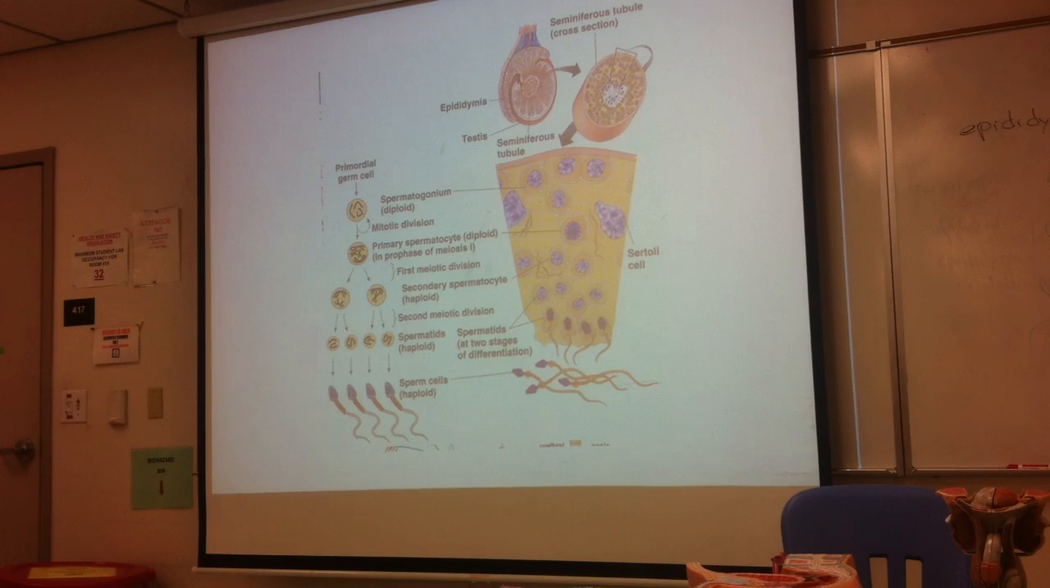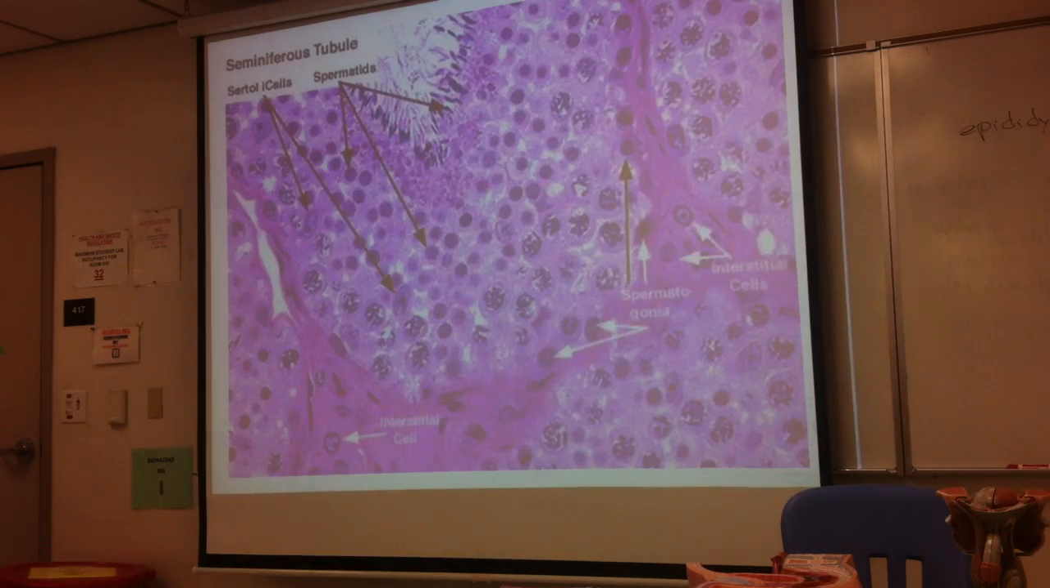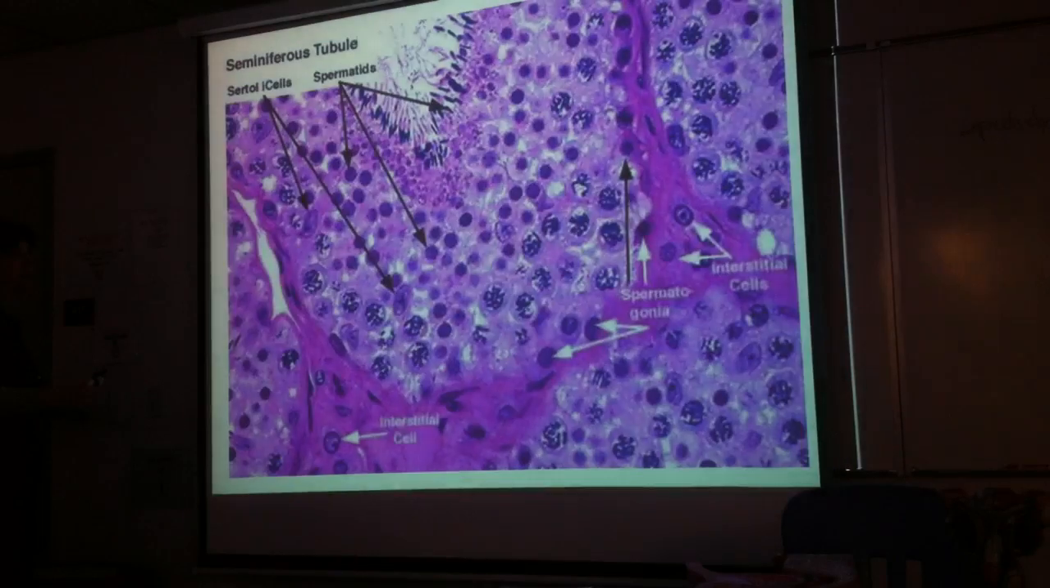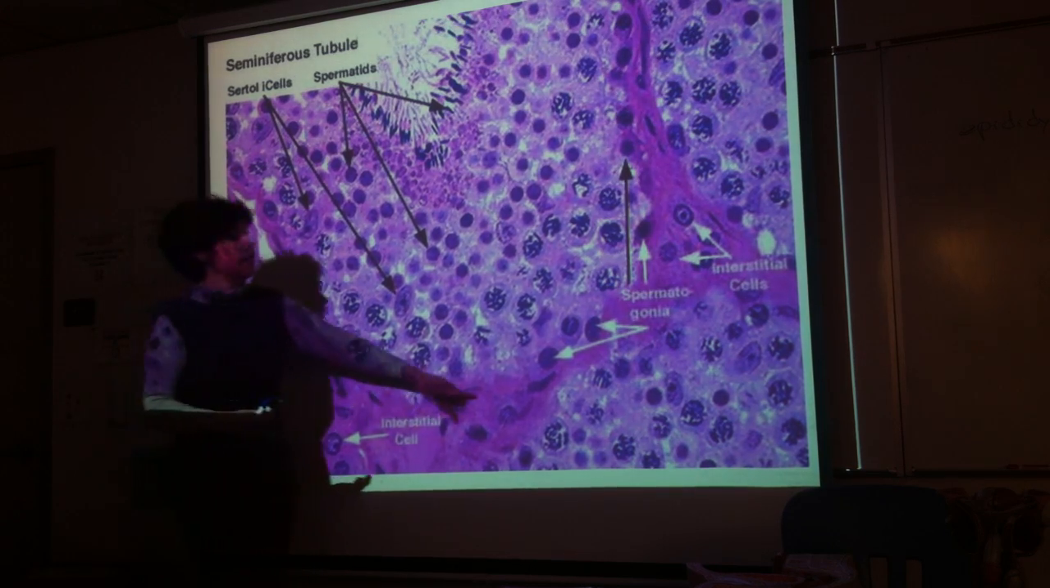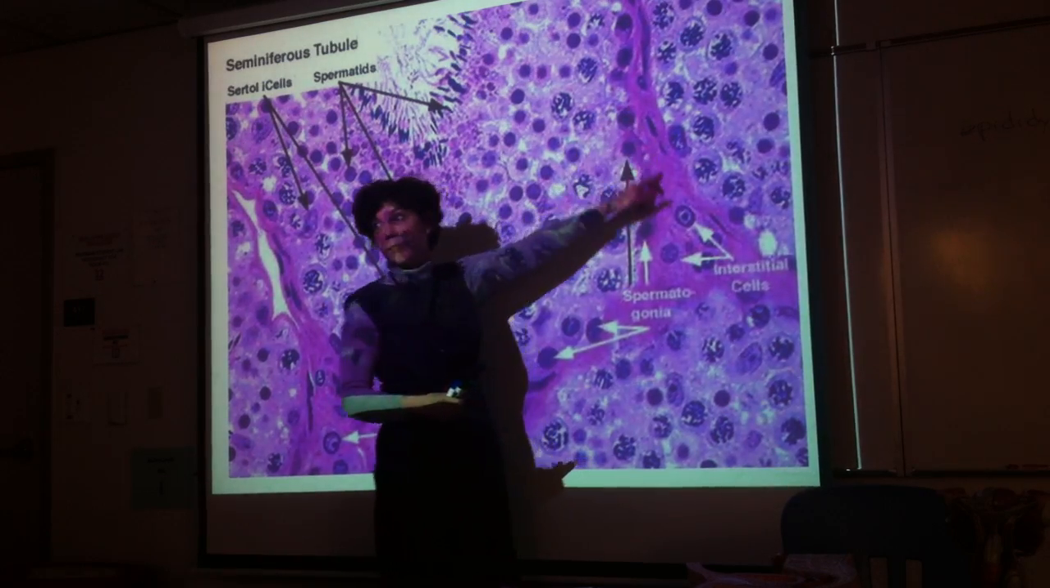All right, now let's look at what this looks like as developing sperm. And so if we look at this, this is a high magnification, not actually high power, but high magnification of about two-thirds of one seminiferous tubule. Okay?